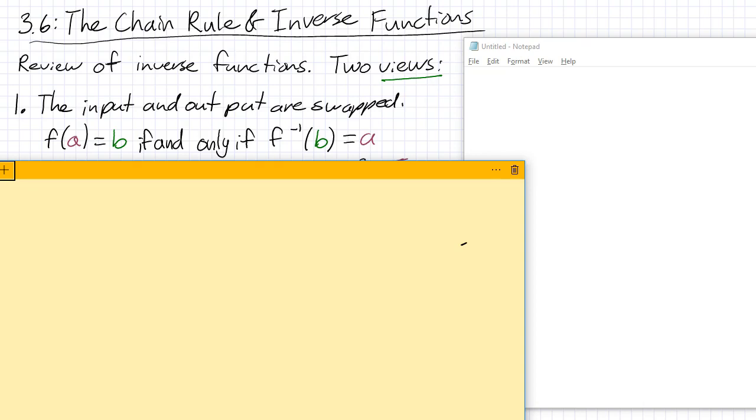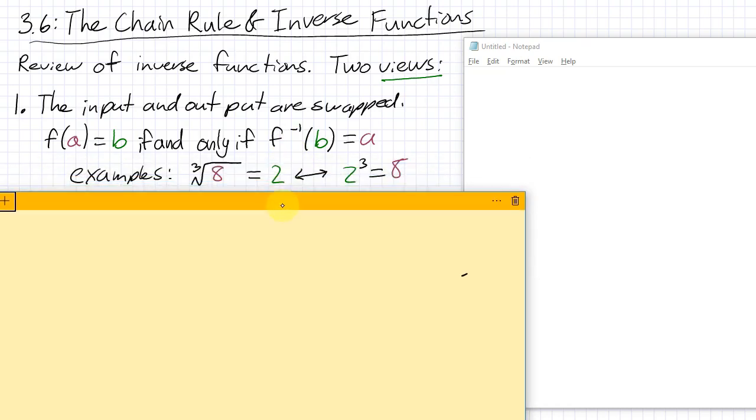So for example, if you plug in a value of a here, like 3, and you get 7, so if f of 3 is 7, that is true if and only if f inverse of 7 is 3. So you take the input and output values and switch them, and that makes it the inverse function. That's actually the way you define a lot of functions like square roots, logarithms, inverse trig functions.